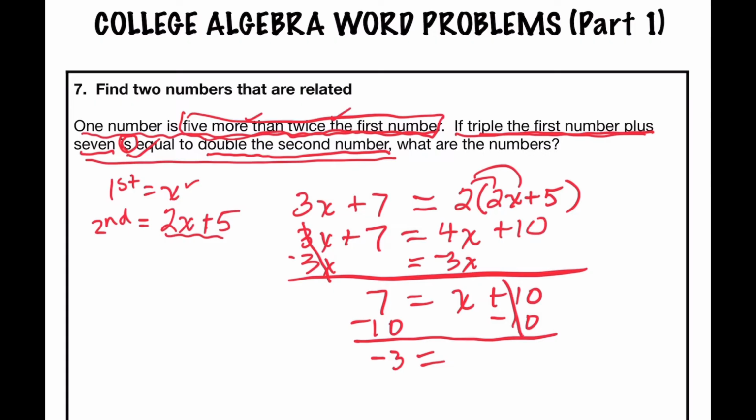10 minus 10 is 0. 0 plus x is x. And my coefficient is already 1. Remember, there's a hidden 1 there. So x is equal to negative 3.